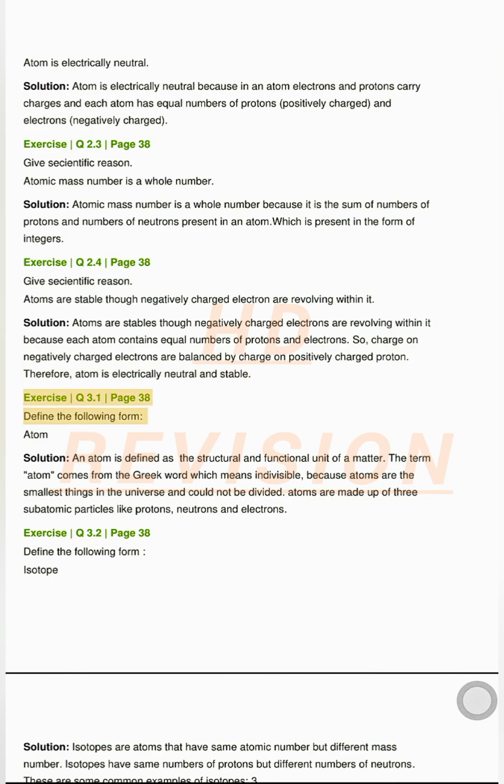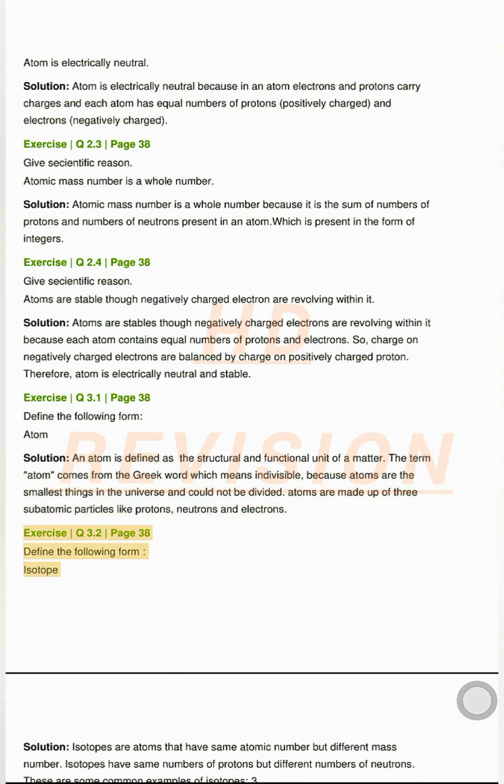Exercise Q 3.1, page 38: Define the following term. Atom. Solution: An atom is defined as the structural and functional unit of matter. The term atom comes from the Greek word which means indivisible, because atoms were thought to be the smallest things in the universe and could not be divided. Atoms are made up of 3 subatomic particles: protons, neutrons and electrons.